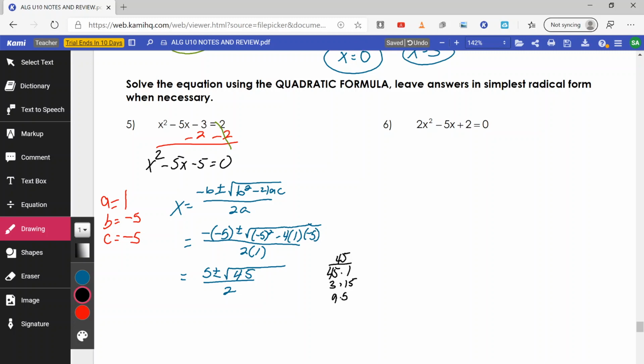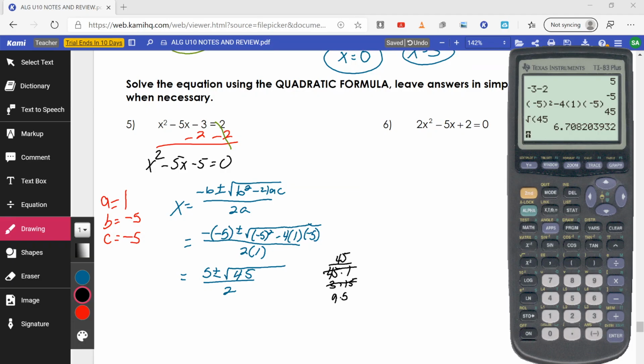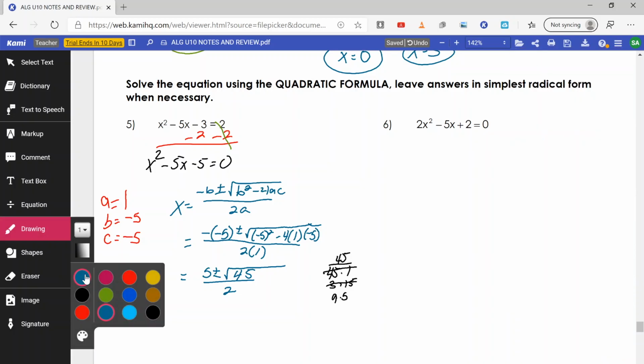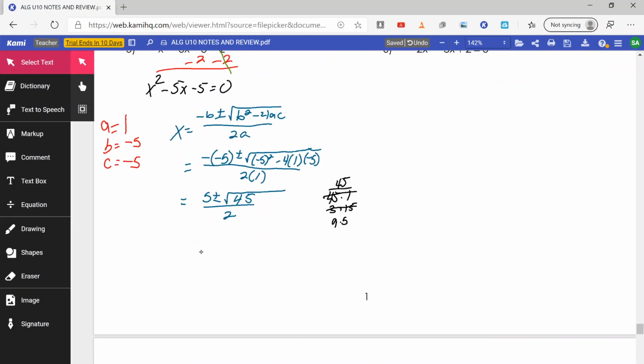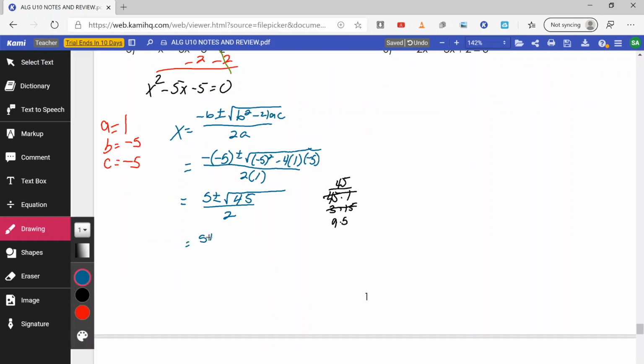So here we look to see, we just found out 45 is not a perfect square, so we can't do that. 3 and 15 also are not perfect squares, so we can't use that. 9 and 5, however, if I take a look at square root of 9, I do get 3. So I can really say that we have 5 plus and minus the square root of 9 times 5, because 9 times 5 is 45. So whether I have 45 or 9 times 5, it doesn't make a difference because they're the same thing, over 2.